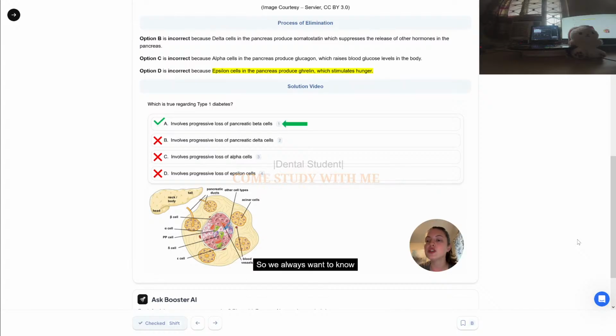So, we always want to know that when talking about type 1 diabetes, it is an autoimmune condition that is the result of the progressive loss of the pancreatic beta cells. It does not have anything to do with the delta cells, alpha cells, or epsilon cells.